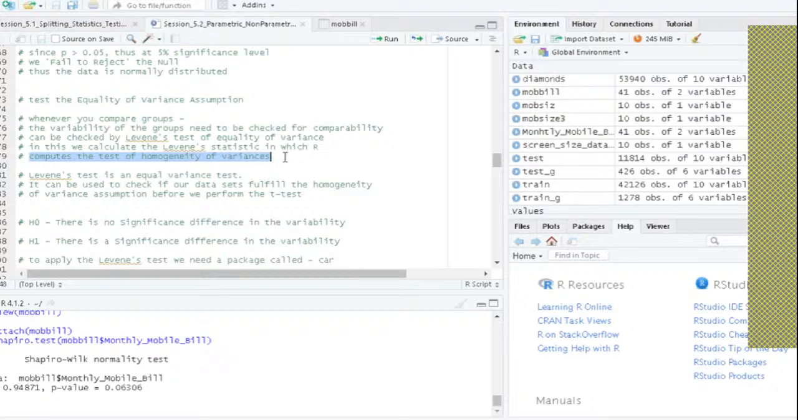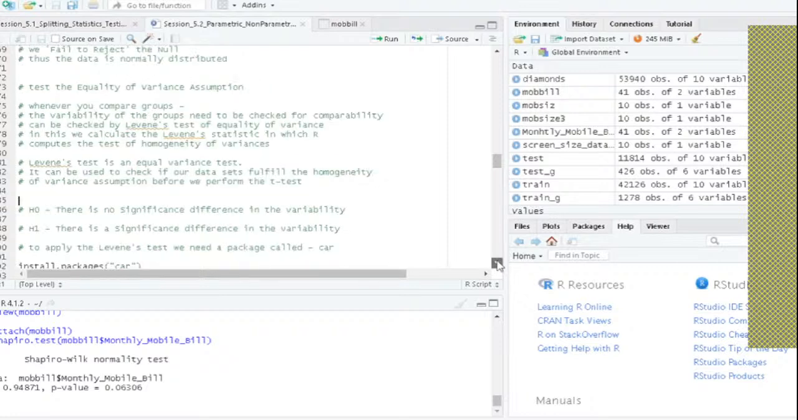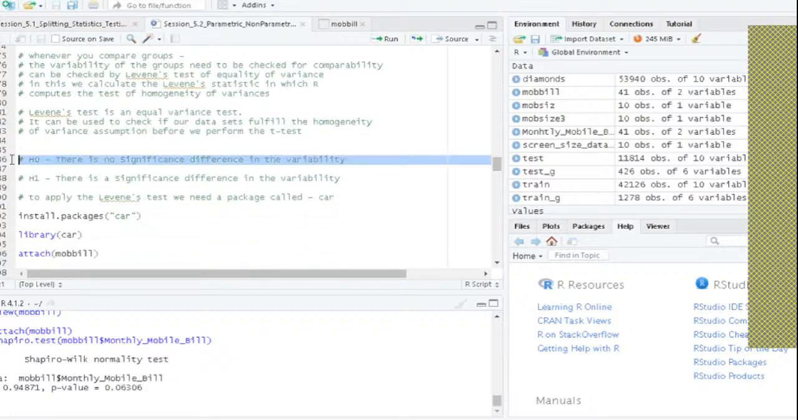Compute the test of homogeneity of the variance. Levene's test is the variance test. It can be used to check if the data sets fulfill the homogeneity assumption. So if I have to test whether the variance of the two data sets is equal, what will be the null? Assume no change, no difference. Null will be there is no significant difference in the variability of the two samples, males and females. And H1 will be there is a significant difference in the variability. We will test this.